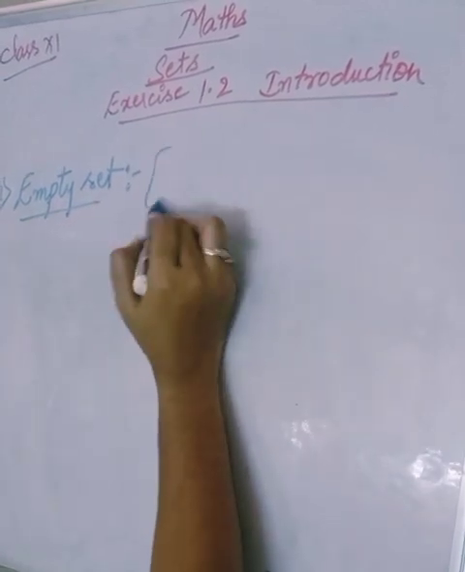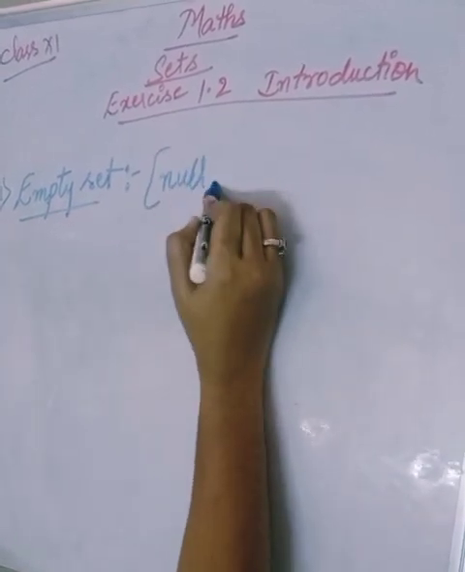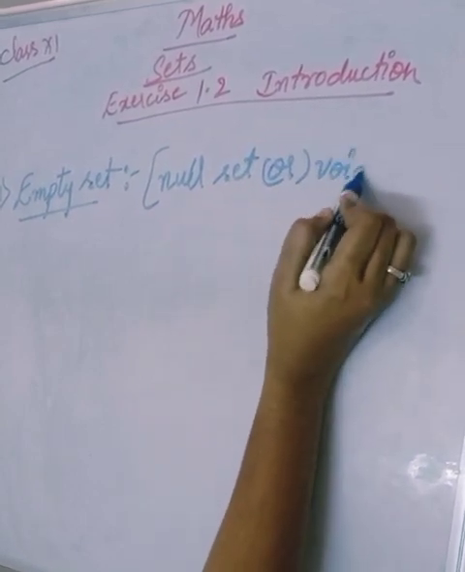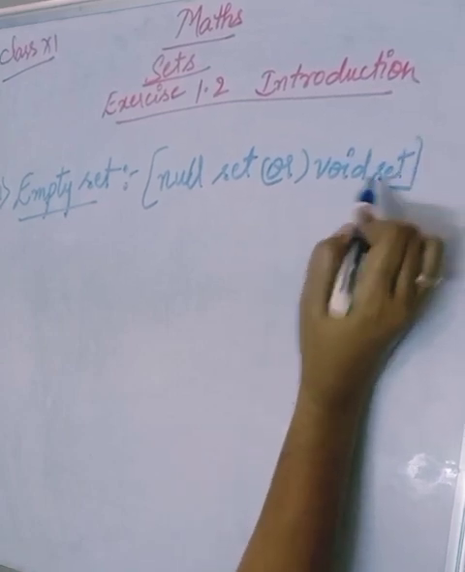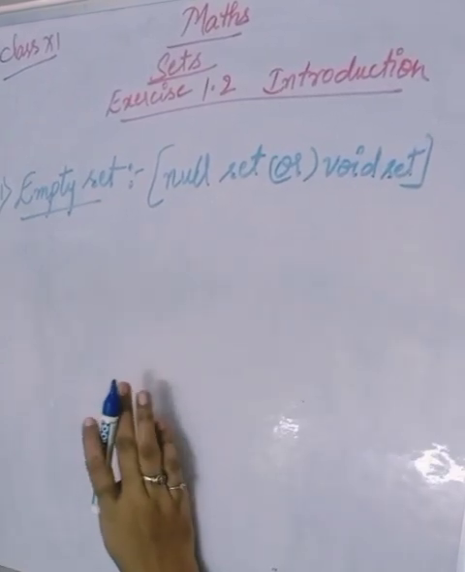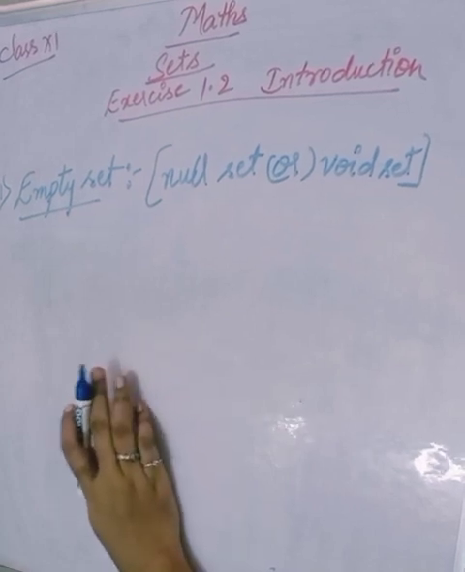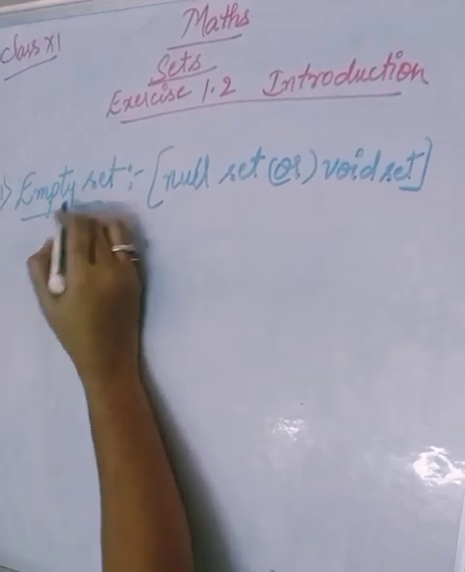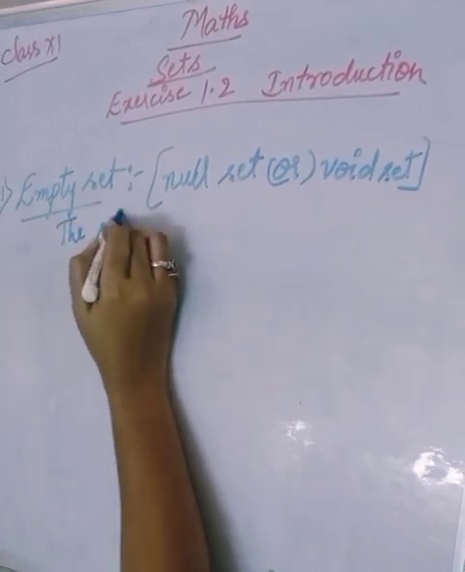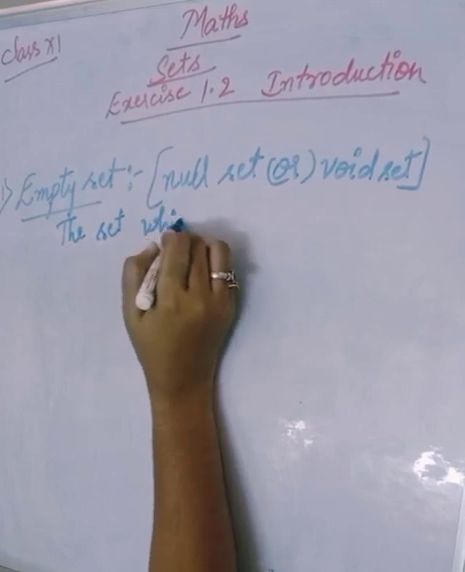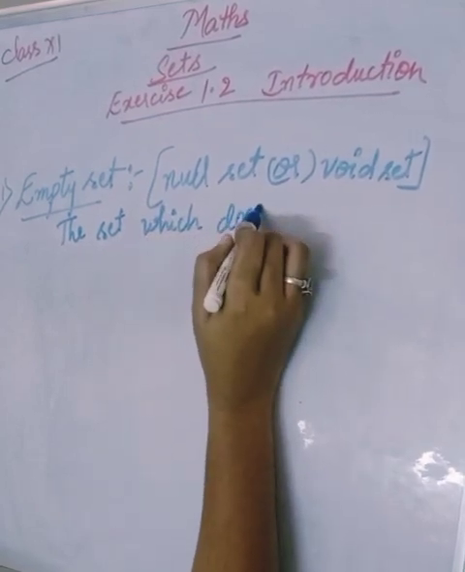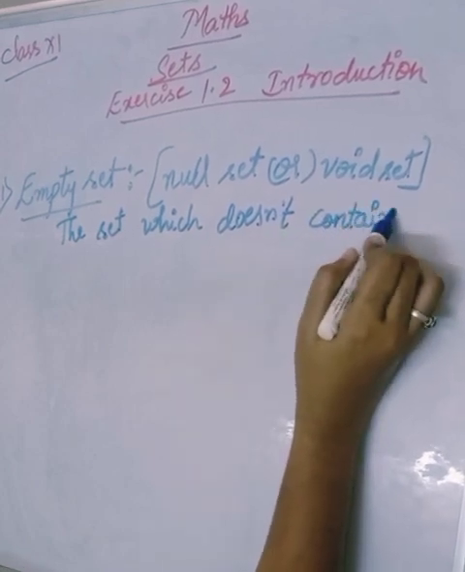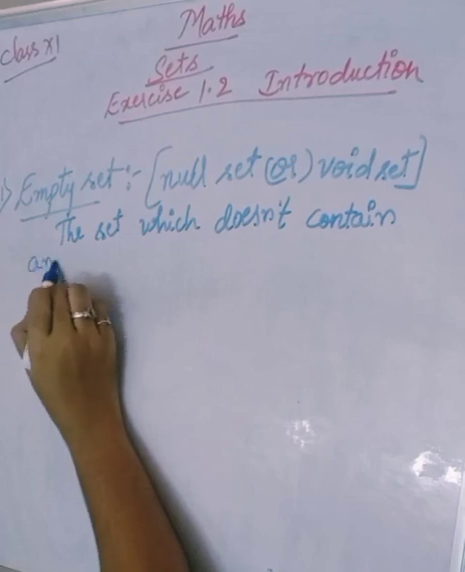Otherwise, we can call the empty set a null set, or we can call it a void set. That means we don't have anything in that representation. That is the meaning of that. It won't exist, it won't contain anything in it. So what is the answer we have for this? The set which does not contain any element.